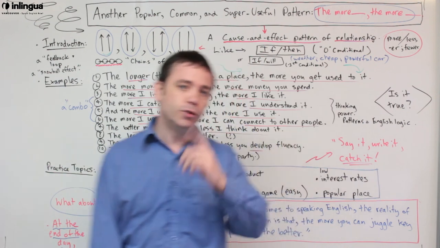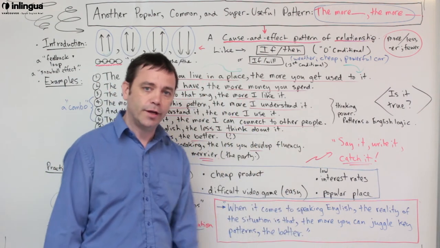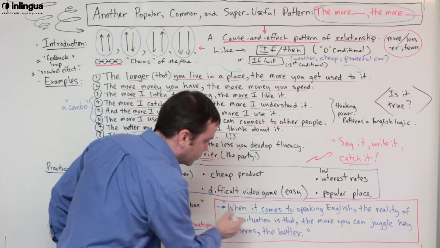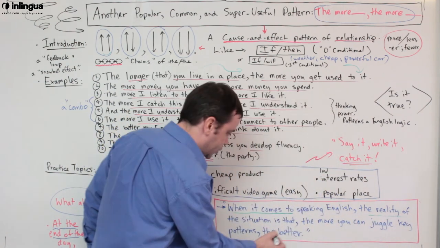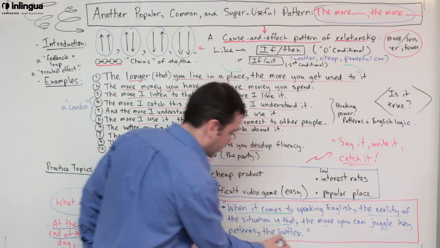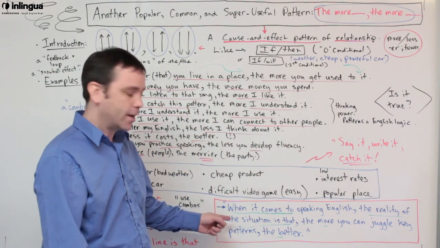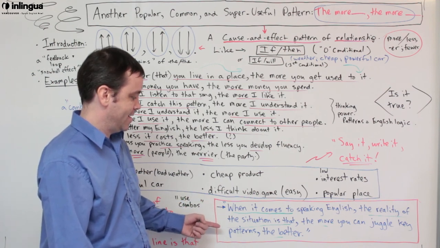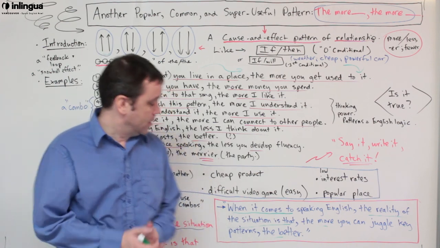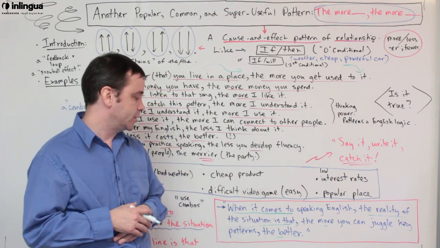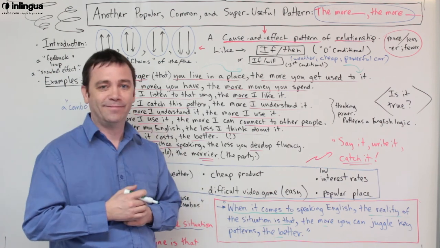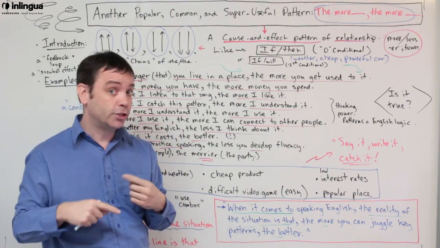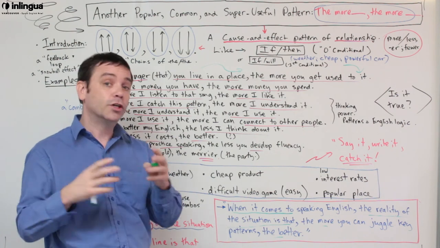Okay. So in conclusion, finally, I just want to show you this one I created. It's a combination. Look at this. We have when it comes to, we have the reality of the situation is that, and we have the more, the more. Can you read it? Try it. Okay, I'll read it. When it comes to speaking English, the reality of the situation is that the more you can juggle key patterns, the better. Okay, I say it, you say it. When it comes to speaking English, the reality of the situation is that the more you can juggle key patterns, the better.